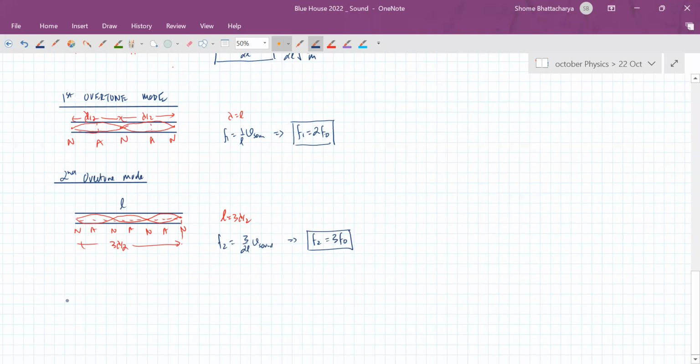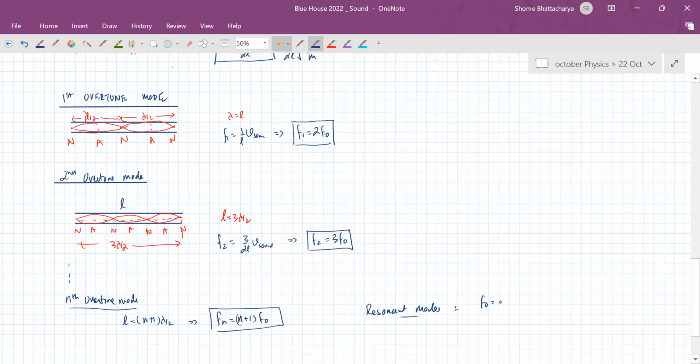So now if we extrapolate like this, we have the formula for the nth overtone mode. So in the nth overtone mode, L will become (n plus 1) lambda by 2. So frequency of the nth overtone will become the (n plus 1)th harmonic of the fundamental. Okay, so the resonant modes form this kind of a sequence.